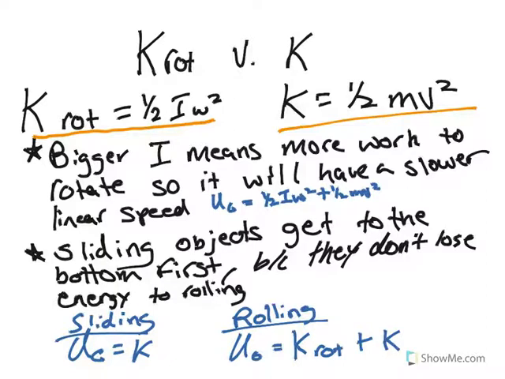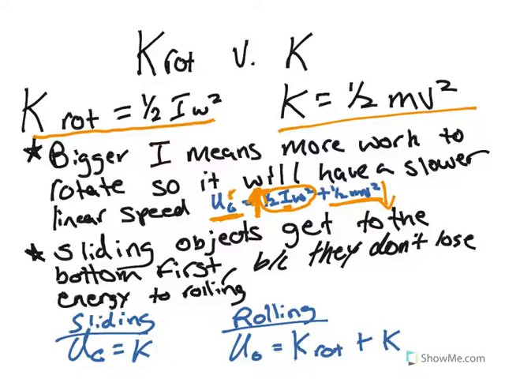If you have a bigger I, it means you have to work more to rotate, so it will have a slower linear speed. So if two objects start off with the same potential energy, and one has a bigger I, then the rotational term is going to use a larger amount of the potential energy. If the I is smaller, it doesn't have to use as much potential energy, so more of it can go into the 1/2 mv squared. So if you have a big I, you're increasing the amount that has to go into rotational, and you're decreasing the amount that can go into the linear kinetic energy.